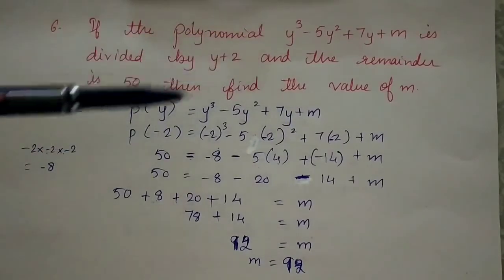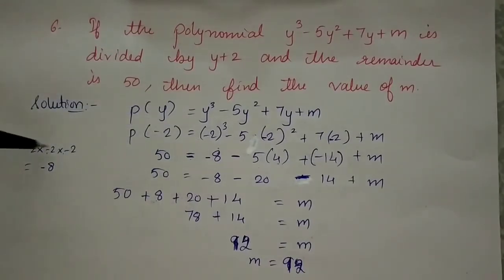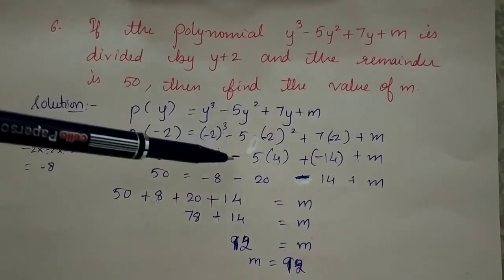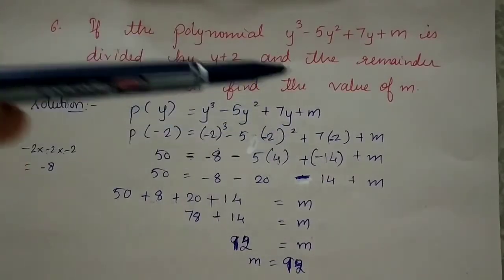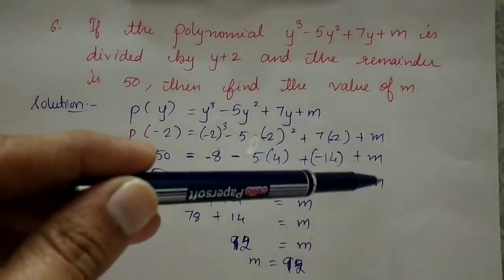Now minus 2 cube will be minus 8. How do you know this? Either you do it like this, minus into minus plus, plus into minus minus, or else when the power is odd, the sign remains the same. Now minus 5 into minus 2 square, minus 2 into minus 2 will be 4, plus 7 2s are 14, so it will be minus 14 plus m.